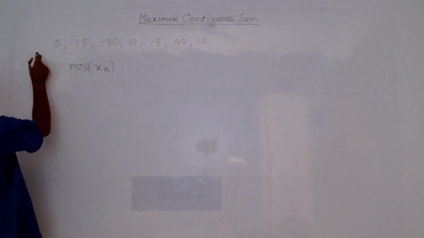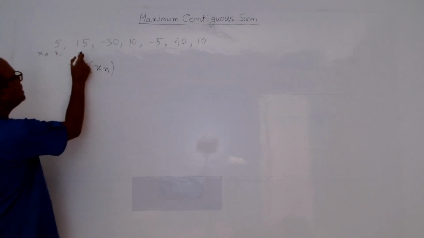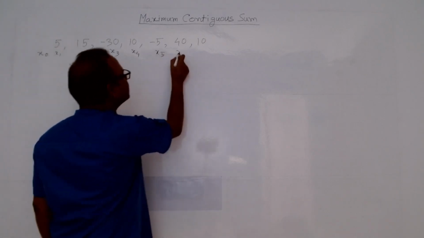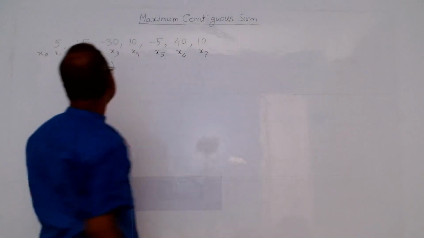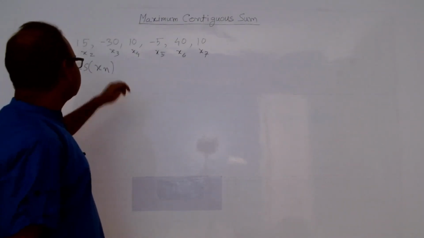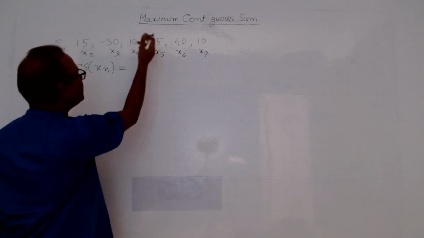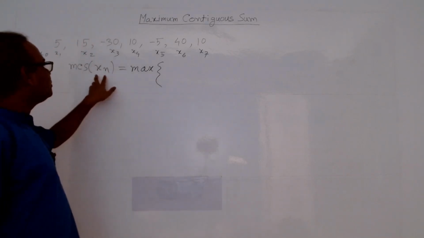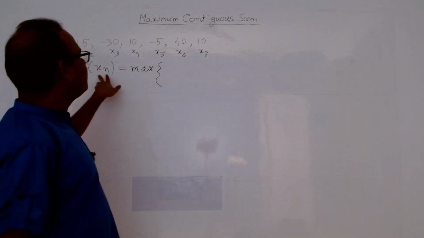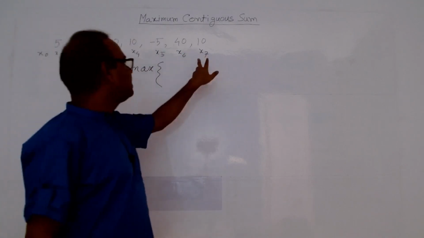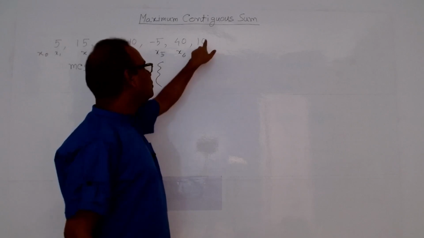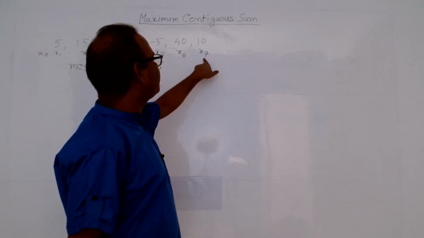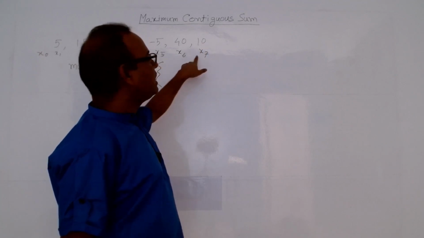Let's say this is x0, the empty string, this is x1, x2, x3, x4, x5, x6 and x7. These are the numbers, and we have this xn. We have to do maximization, so let's write max here. MCS xn means we have to compute the maximum sum at the point xn. Let's assume we are computing this for n equal to 7, so we are concerned about x7.